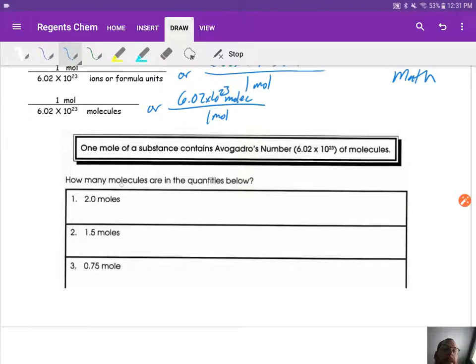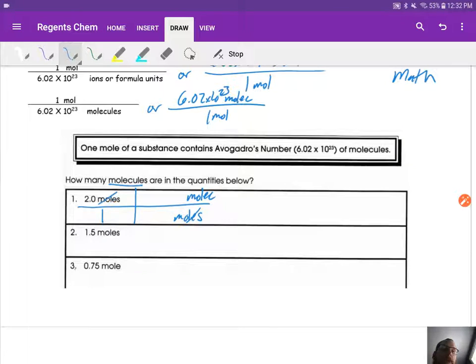It says how many molecules, so we're looking for molecules, are in the quantities below. So again, set up your T-chart. Anytime we're converting from one unit to another, we're going to use a T-chart, right? This dimensional analysis piece. So set your units up first. I have moles to start. That means it's got to go on the bottom because I'm trying to get rid of it. Molecules will be on the top.